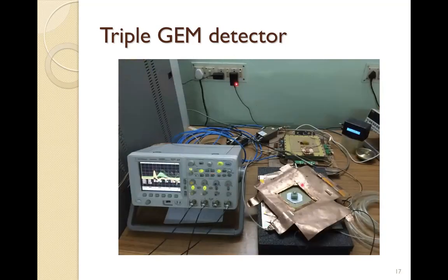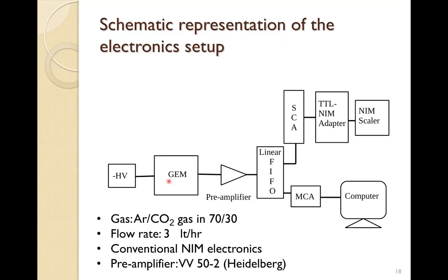And this is the GEM detector where we place the source. We usually use an iron 55 X-ray source, where we get a nice spectrum, and we can see the signals in the oscilloscope. And this is the schematic of how we take the signal, and finally we see the spectrum and count the signal.